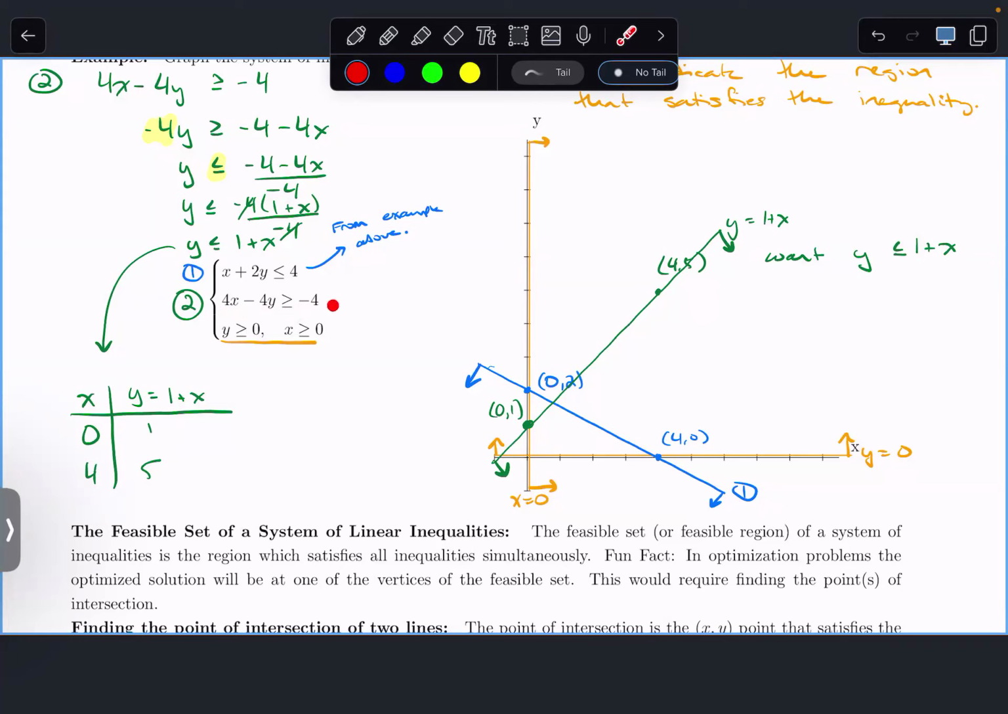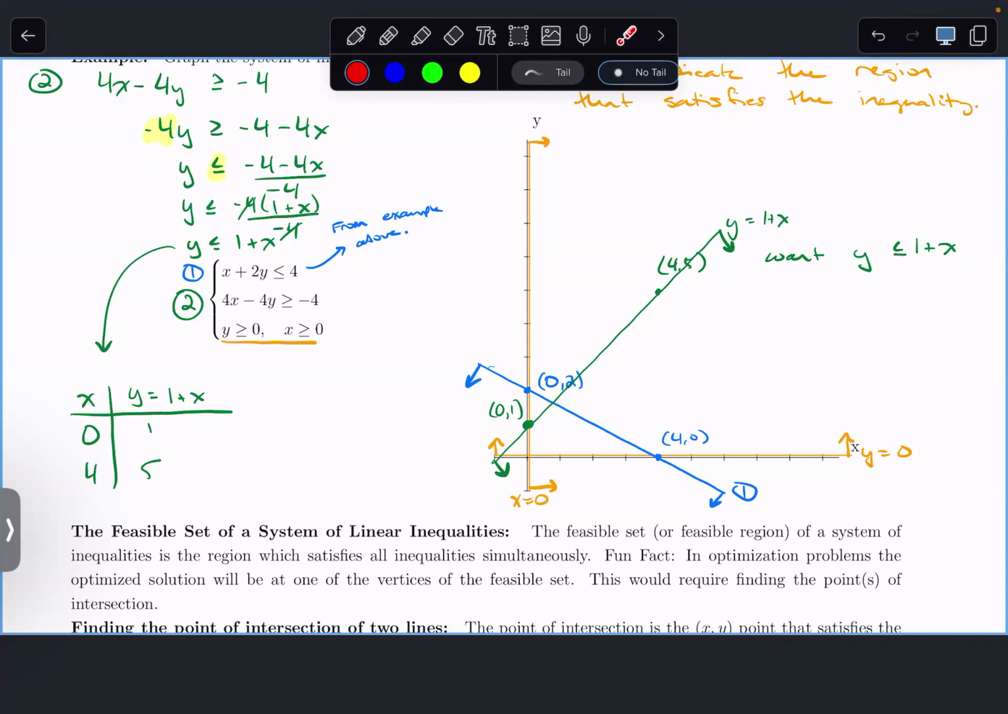If you put in, well, let's put in (0, 0). If x is 0, y is 0, 0 minus 0 is 0. Is that greater than or equal to -4? Yes, it is, right? And it is in the region that we were going to keep. So my arrows show me which regions I'm keeping.